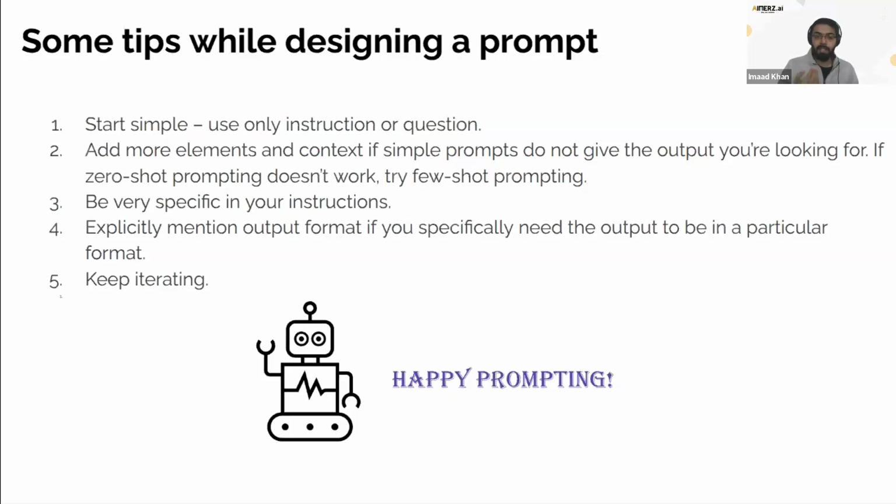If this is able to give you the answer that you're looking for, then you don't need to do much more. But if you think the answers are not as per your satisfaction and you would like to get a deeper answer or a more precise answer, then I would suggest you add more elements and context. If zero shot prompting does not work, try few shot prompting. And like I've already told you, few shot prompting is one of the techniques that I would recommend you try, often because it's not very complicated and you can easily add a few examples for the task that you're trying to solve for.